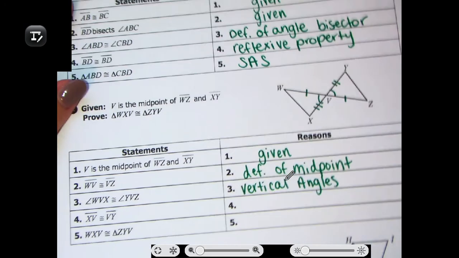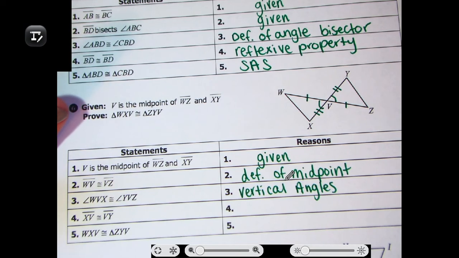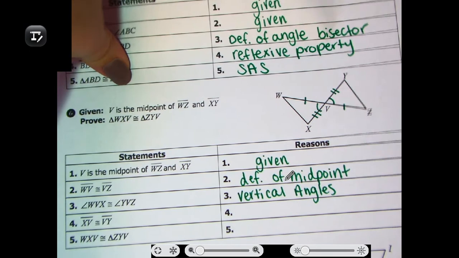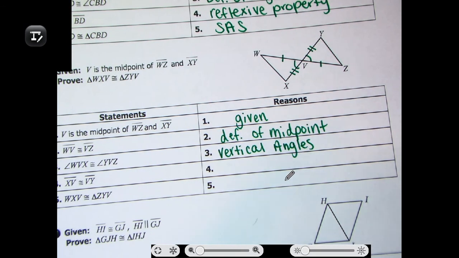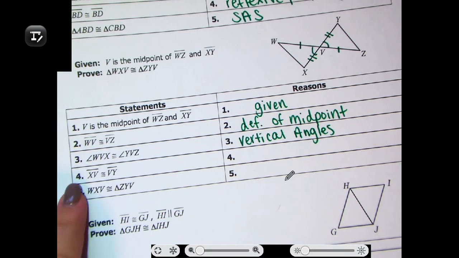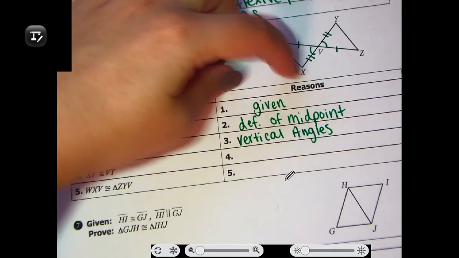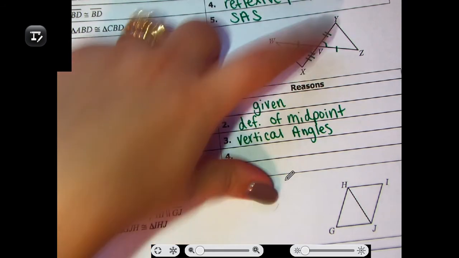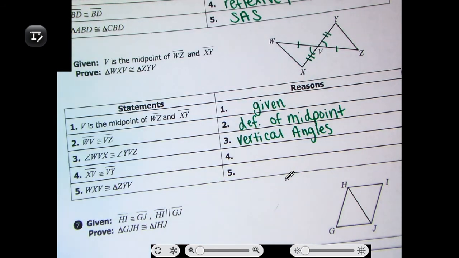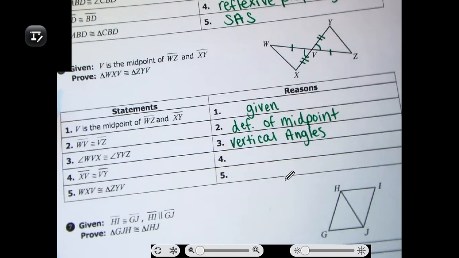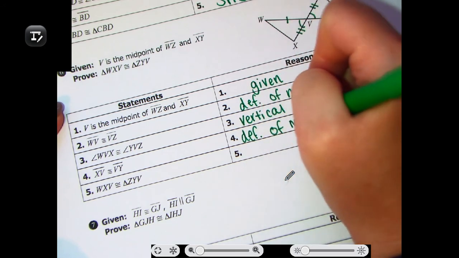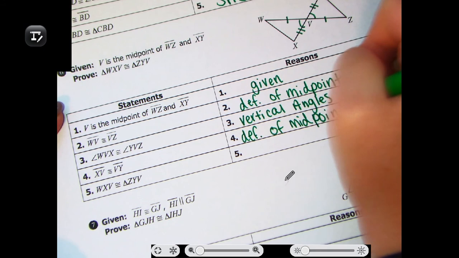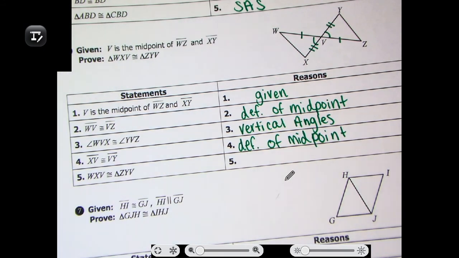So I have to use my knowledge of angles. And if I don't remember, I have a list of all my types of angles. If I don't remember what those mean, I would have to look it up in your previous notes, or look it up online, Google it, but you have to know what all these types of angles are. Then our next statement, XV is congruent to YV, which we had already labeled. How did we know that? Again, that was still from our definition of midpoint. So we had to use 3 different reasonings there.